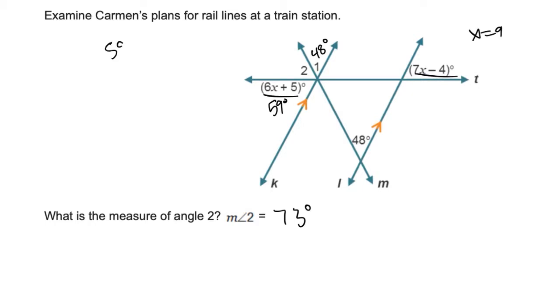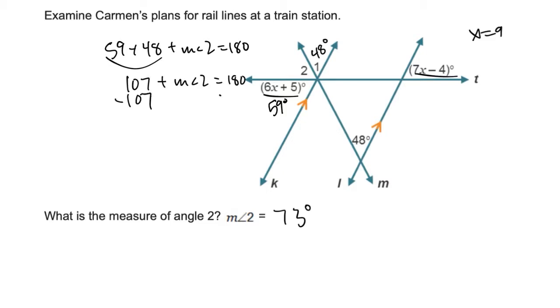Then we went 59 plus 48 plus measure of angle 2 equals 180. Found that that was 107 plus measure of angle 2 equals 180, subtract 107, and the measure of angle 2 was 73. But if you want to see me figure that out on the other one, you can look at that.